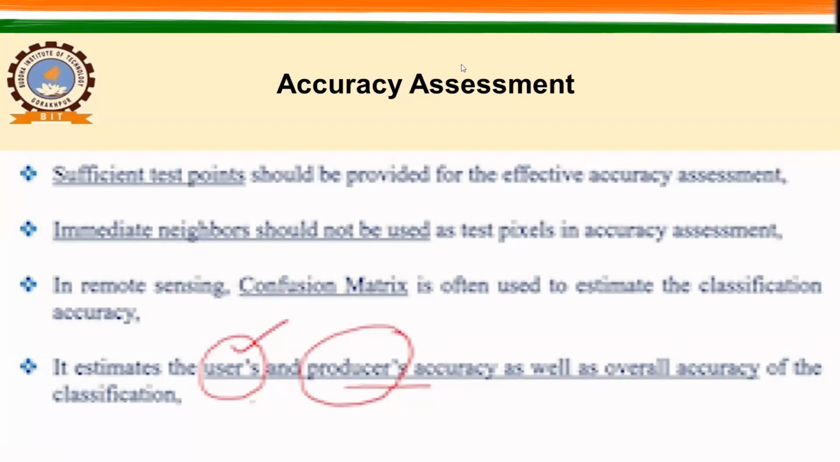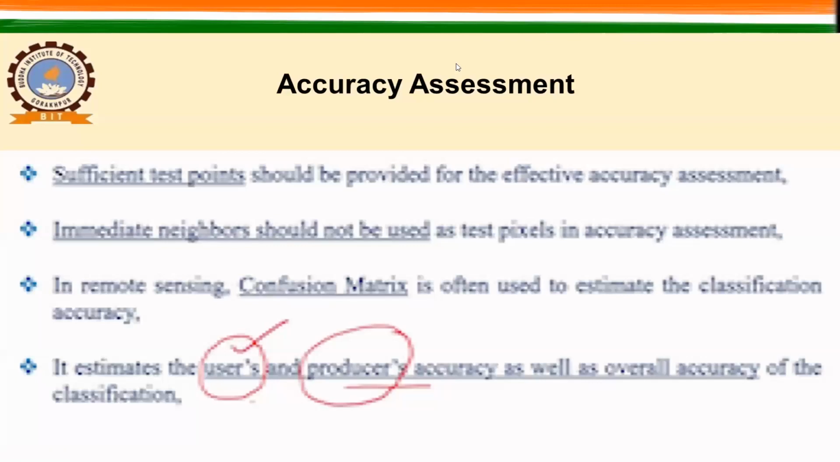So that was the immediate neighbors. Suppose this was your image, and you have provided this ground control point in your classification, right? And this another pixel or another ground control point you have used in error estimation. So if they are just next to each other, then you will end up again introducing the error. In the next slide I will tell you what are the sources of error.